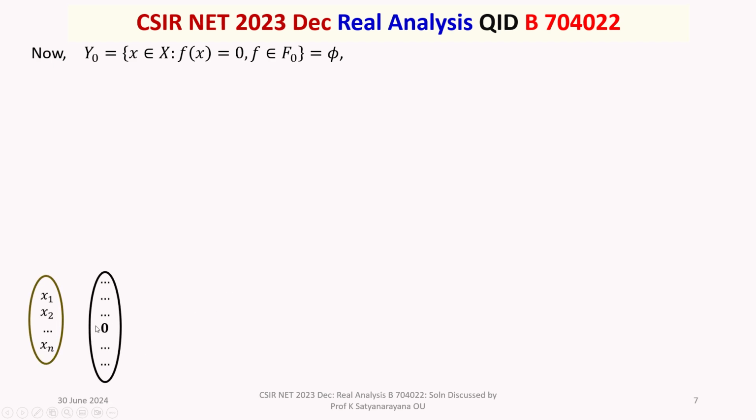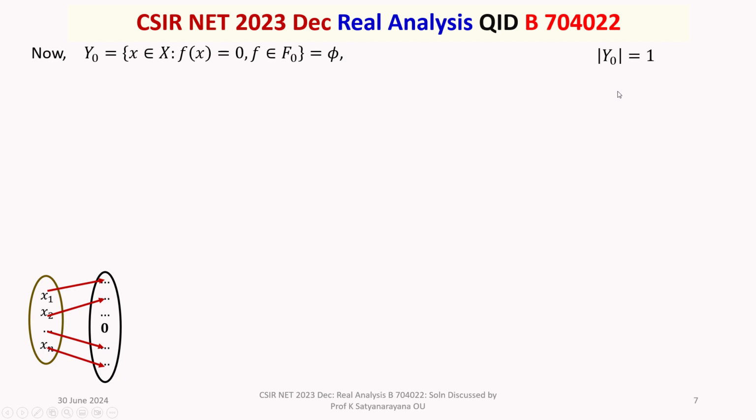This is your real number line, that is R, and this is your X, and we are talking about F0, where none of the elements are mapped to 0. There will be several such functions. For all those functions in F0, f inverse 0 is empty. So the order of Y0 is 1.